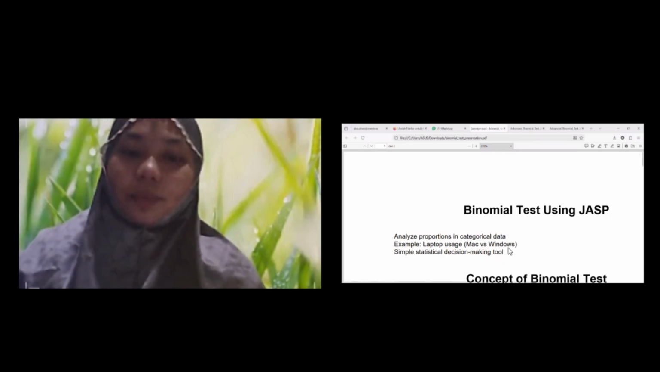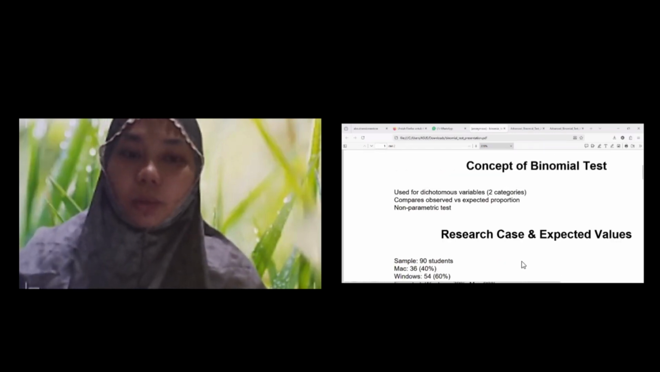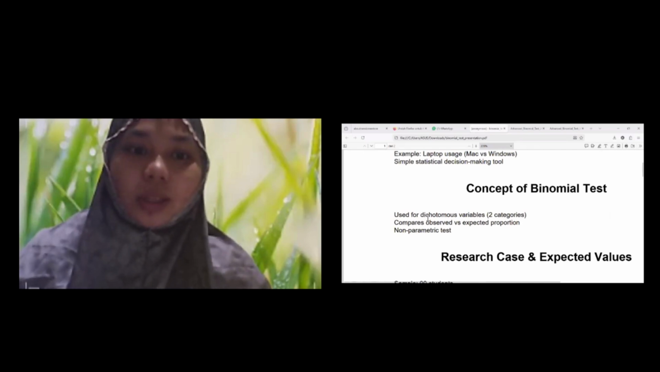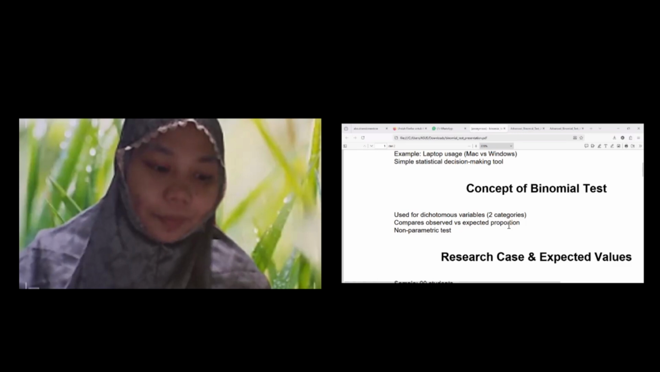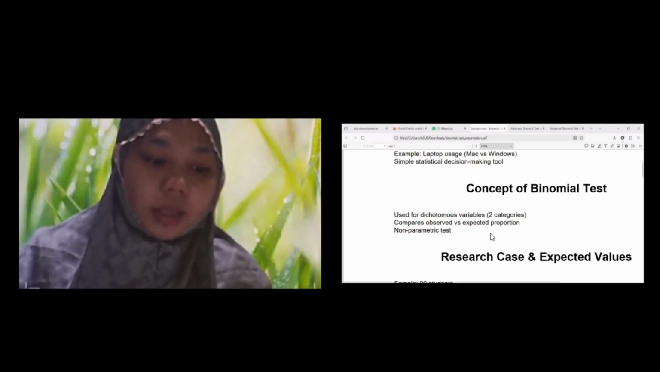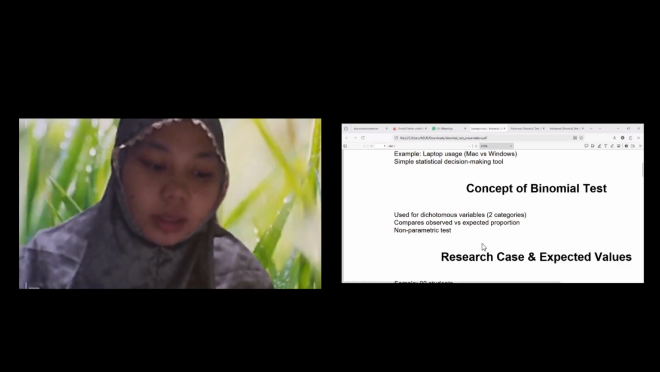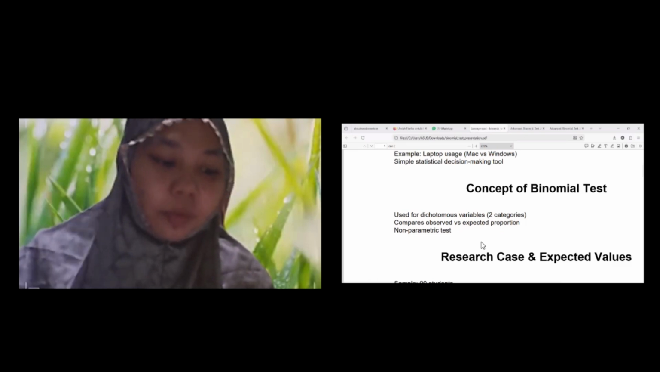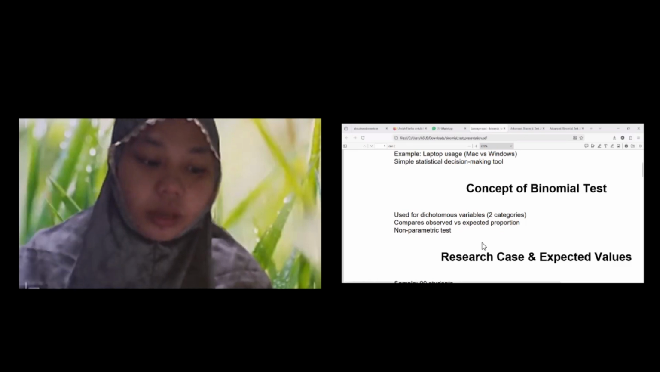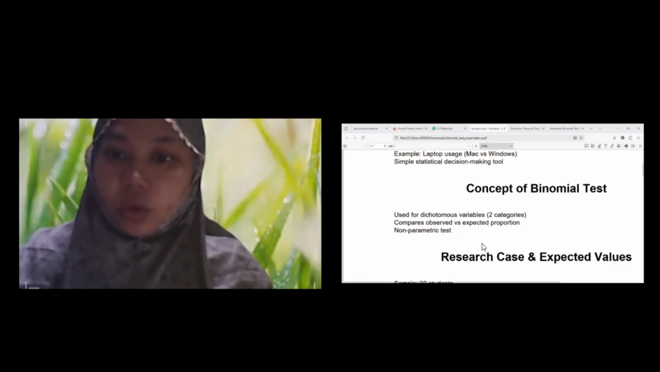Next, the concept of the binomial test. It is used for a variable with two categories, and compares observed versus expected proportions. It is a non-parametric test. A binomial test is used when our data only has two possible outcomes. This is called dichotomous data. For example, a person can either use Mac or Windows, so there are only two choices.